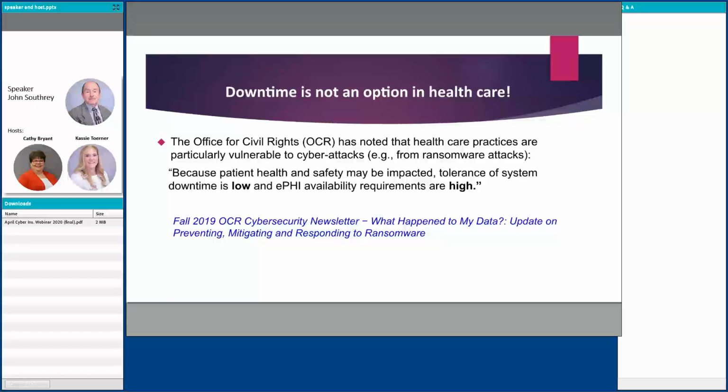Now, for healthcare practices, the Office of Civil Rights has noted that healthcare practices are particularly vulnerable to cyber attacks, for example, from ransomware attacks, because patient health and safety may be impacted. So the tolerance that a practice has for system downtime is quite low, and they have a high availability requirement to access their electronic protected health information and billing records.